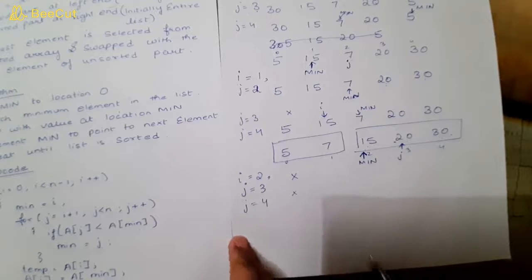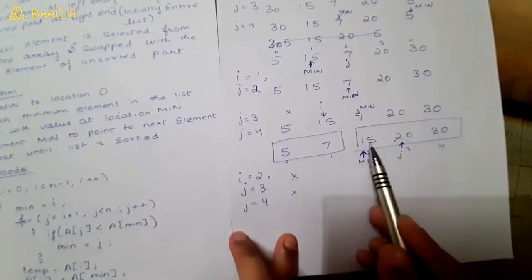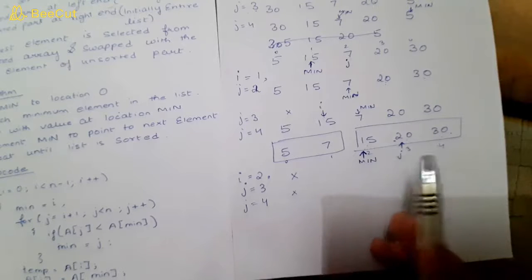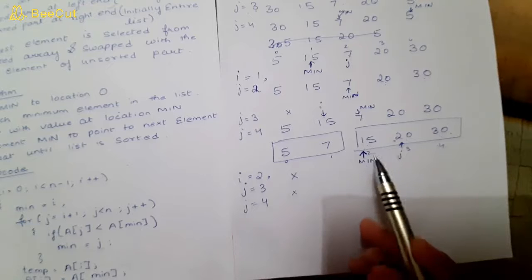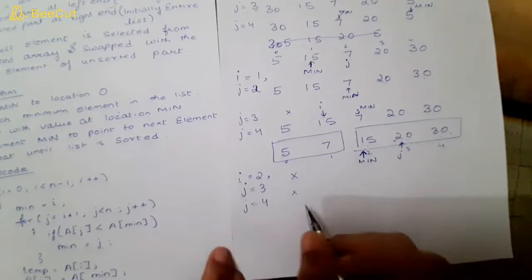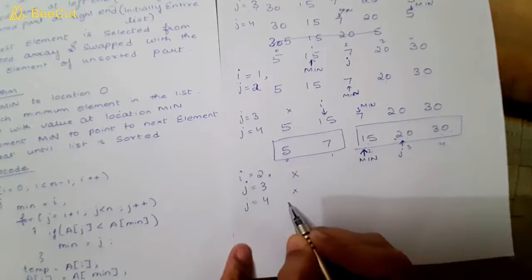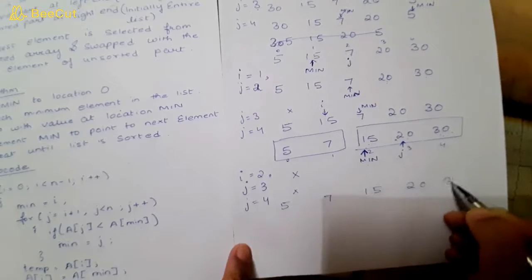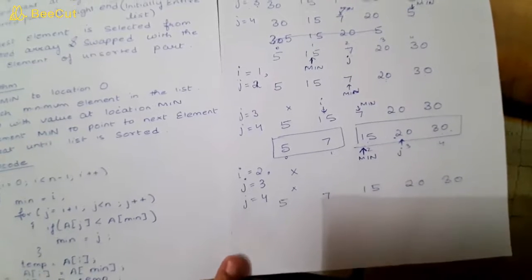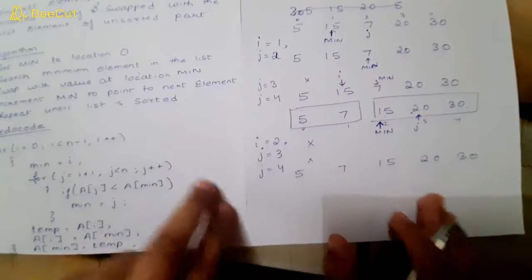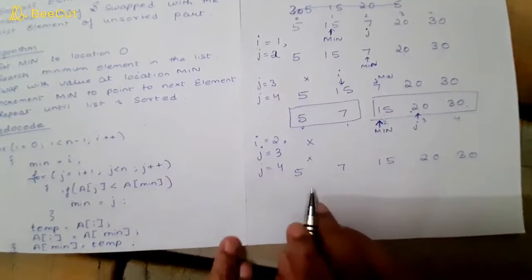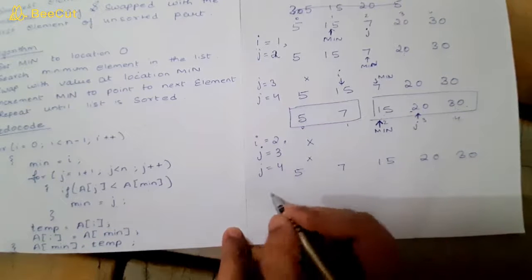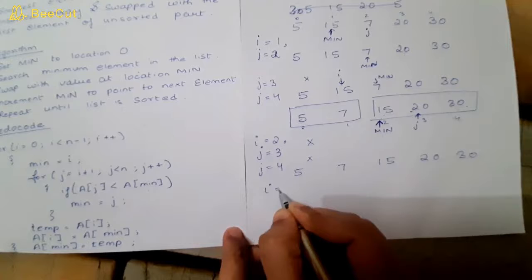So after this, A of I, which is 15, and A of min, which is again 15, are to be swapped, because the same element is to be swapped, nothing is going to be changed. So at the last you'll get 5, 7, 15, 20 and 30. The same element list you'll get. So in this case, I will be again incremented to 3.